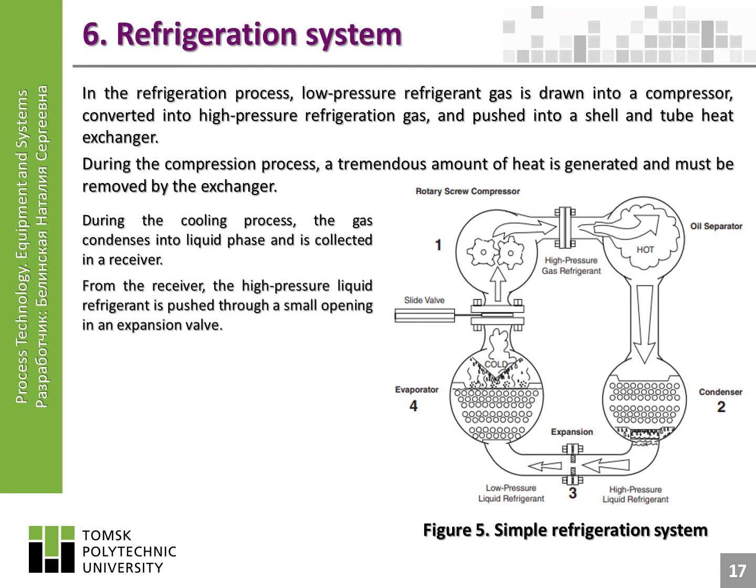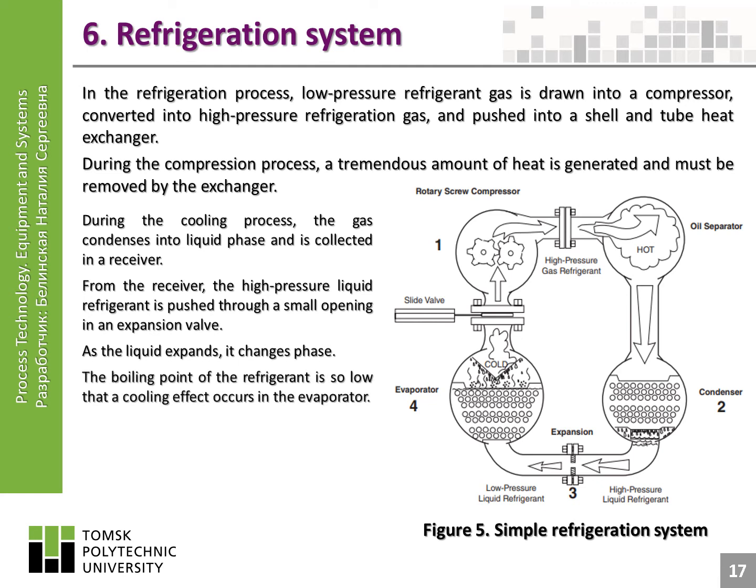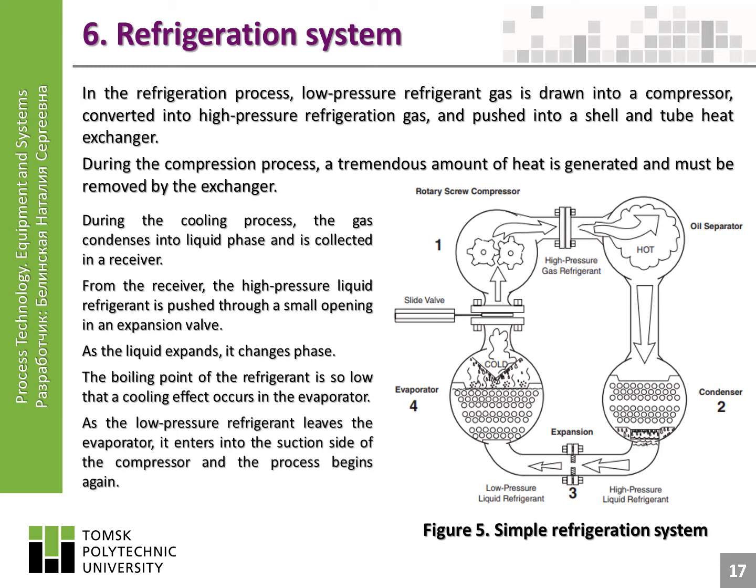From the receiver, the high-pressure liquid refrigerant is pushed through a small opening in an expansion valve. As the liquid expands, it changes phase. The boiling point of the refrigerant is so low that a cooling effect occurs in the evaporator. As the low-pressure refrigerant leaves the evaporator, it enters into the suction side of the compressor and the process begins again.